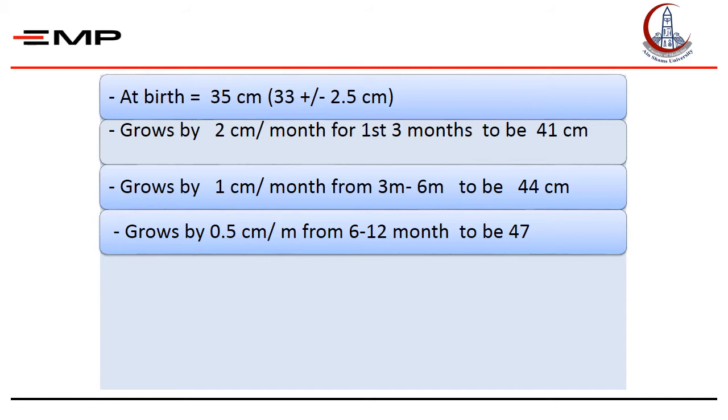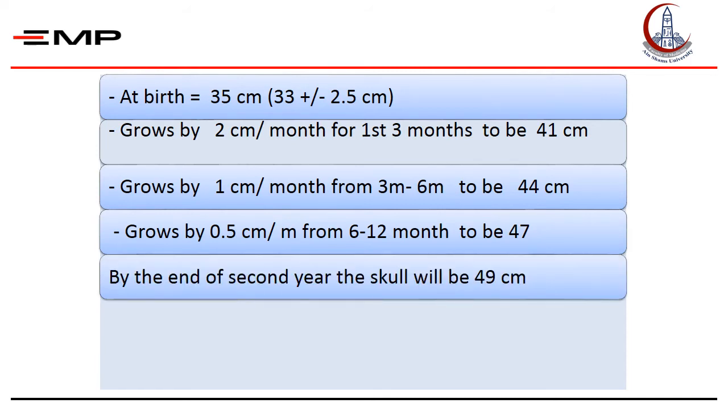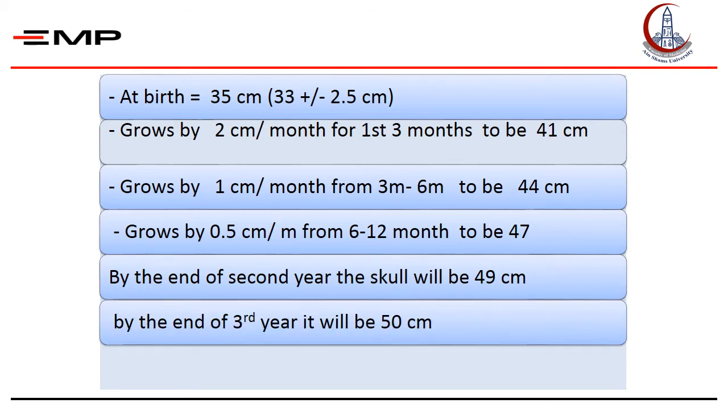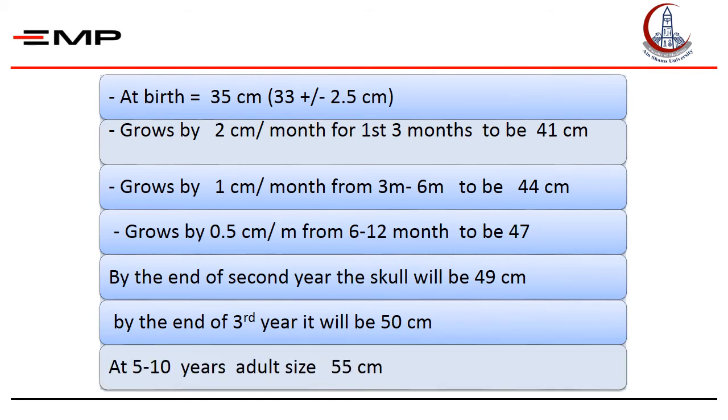So the skull increases 12 centimeters in the first year of life, and this is the maximum growth of the skull, and it reflects the maximum growth of the brain that occurs in the first year of life. By the end of the second year, it is 49 centimeters, and by the end of the third year, the skull will be 50 centimeters. Then the skull growth slows down to reach the adult size by the age of 5 to 10 years.